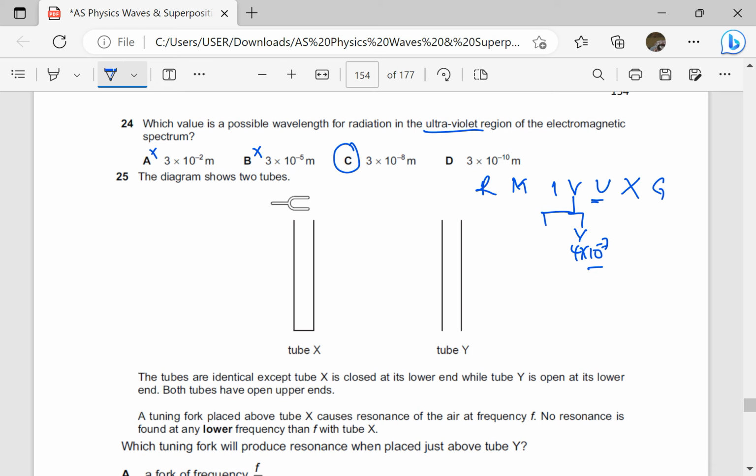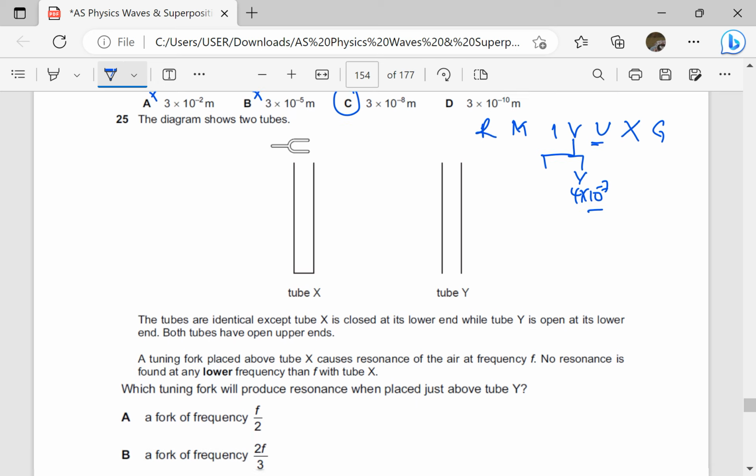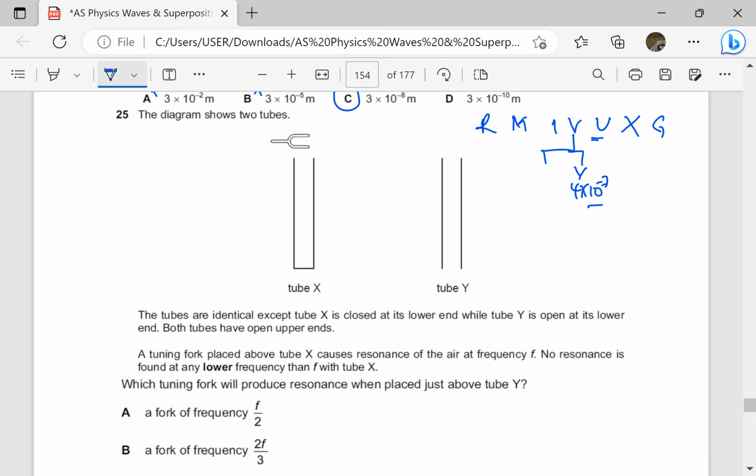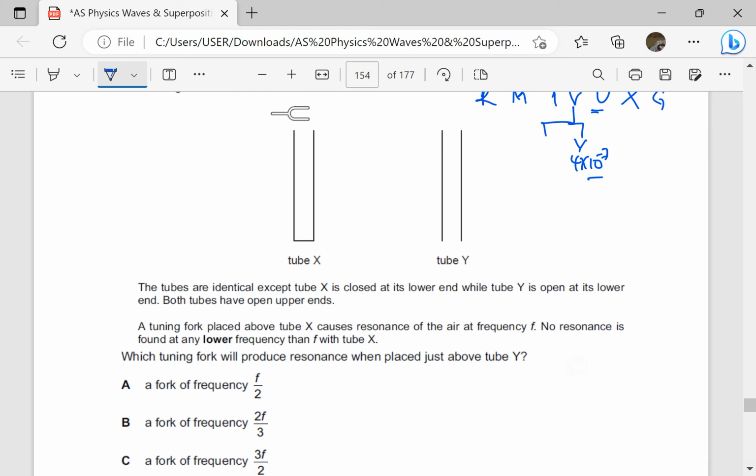The diagram shows two tubes. One is closed at one end, another one is open at both ends. The tubes are identical except tube X is closed at its lower end, while tube Y is open at its lower end. Both tubes have open upper ends. A tuning fork placed above tube X causes resonance of air at a frequency F.